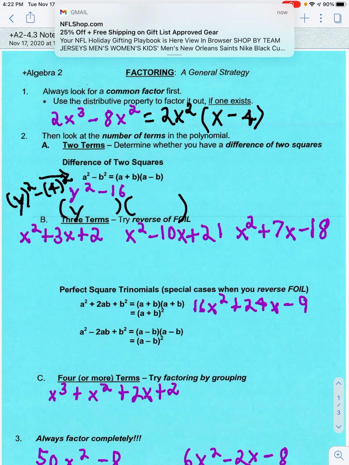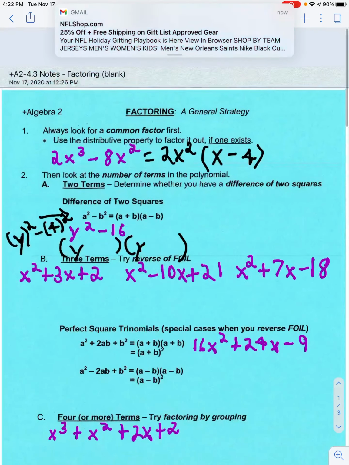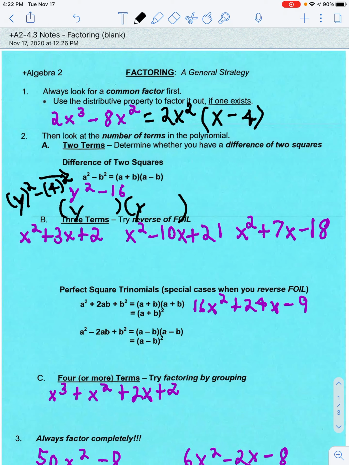So in the first positions, we put y, and the second positions, we put the 4, and the signs, one is plus and the other has to be minus, so that if we do FOIL, we can see that we get y squared minus 4y plus 4y, which cancel, and then minus 16. So that's a difference of 2 perfect squares. Then when you have 3 terms, I've shown 3 examples here. What we want to try is what is called reverse of FOIL.